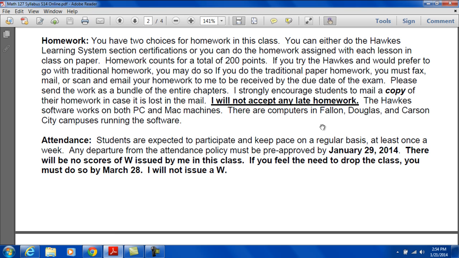If you do the traditional paper homework, you must fax, mail, or scan and email your homework to me to be received by the due date of the exam. In that case, I really prefer the homework emailed to me, and that way I can review it online. I don't have to print anything out. Please send the work as a bundle of the entire chapter.